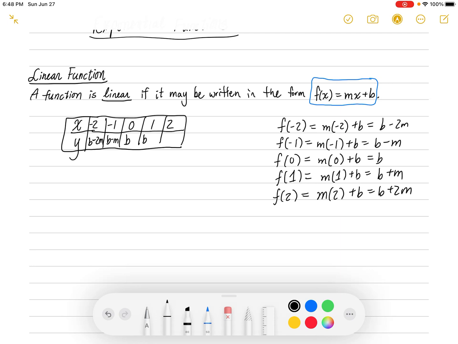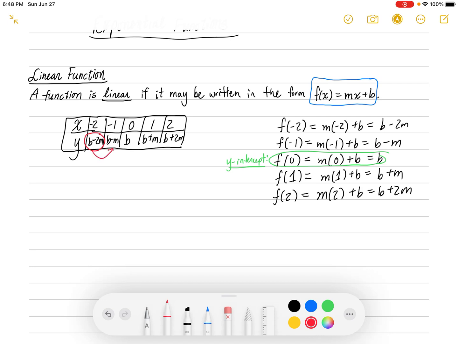So I'll write those in. I have b minus 2m for my first y, my second y is going to be b minus m, then b, and then b plus m, and then b plus 2m. Now you notice this one here is the y-intercept. F of 0 is the y-intercept. When the x value is 0, the y value is b, and we know from our study of lines that the y-intercept is the b.